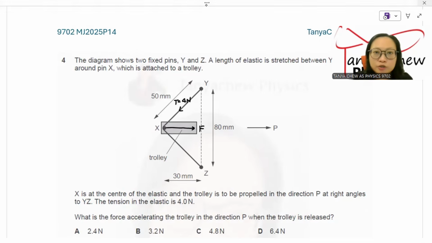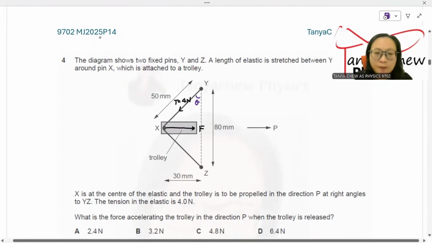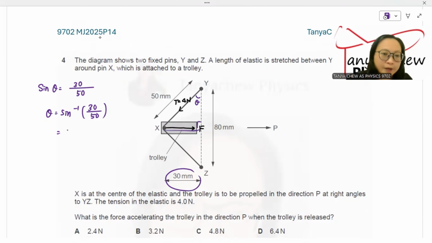Now, I try to simplify this calculation. I put theta here because I have all the lengths given. The length of the string is given. I just want to find my sine theta so that I can compare with the force. Sine theta here, the length is 30, it is given as 30 mm. So I'm just going to put 30 divided by 50. Sine is opposite over hypotenuse. This is 90 degrees. So my theta is equal to shift sine 30 over 50, and I got 37 degrees.